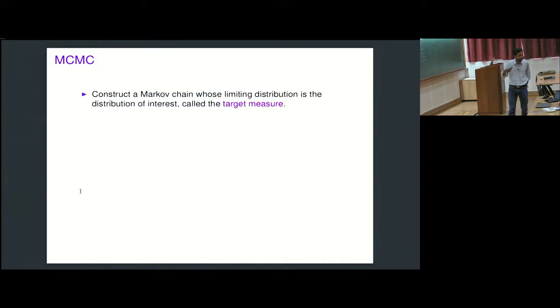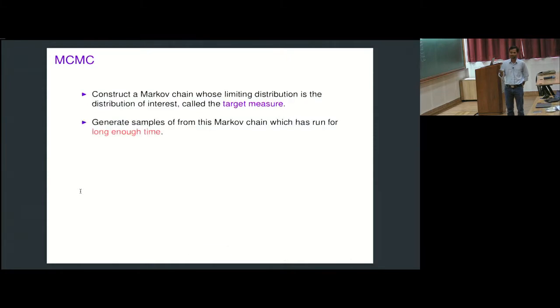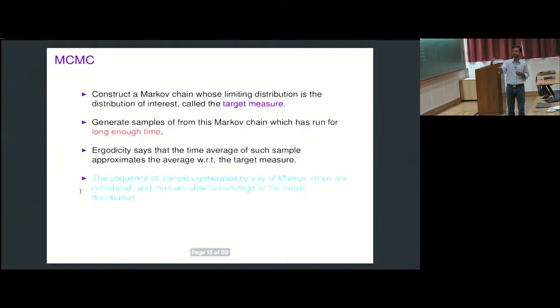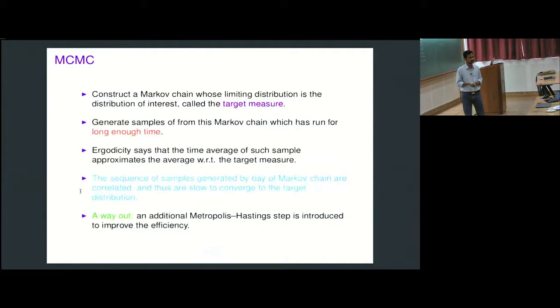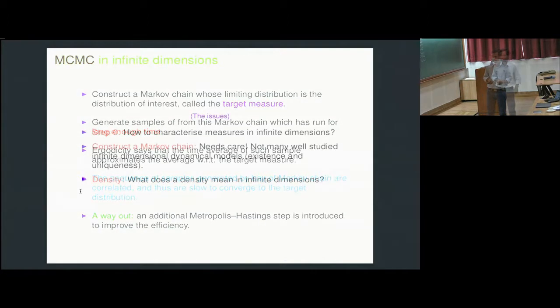Just to very quickly jog our memory, MCMC basically works like this: you generate a Markov chain whose invariant distribution, or equilibrium measure, is the target distribution. You generate samples for long enough, and the ergodic theory kicks in: the time average equals the space average. That is how you expect the target measure to be approximated. Of course, we know that MCMC has some sort of correlation problem, which is why I introduced the Metropolis-Hastings step to possibly speed up the convergence of the sampler.